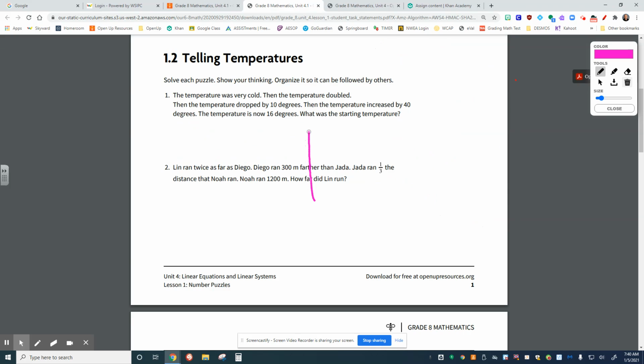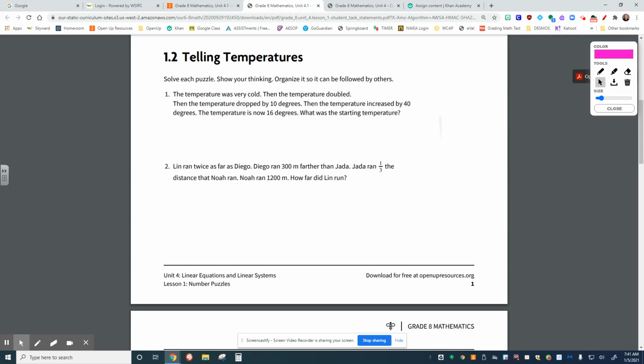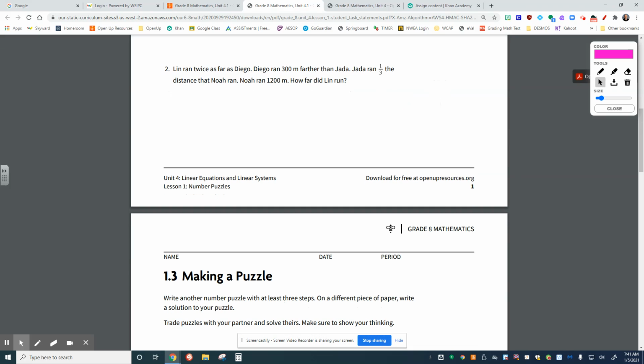Let's go and look at the second one. Whoops, not that one, this one. If Lynn ran twice as far as Diego, and Diego ran 300 meters farther than Jada, and Jada ran 1/3 the distance that Noah ran, and Noah ran 1,200 meters, how far did Lynn run?